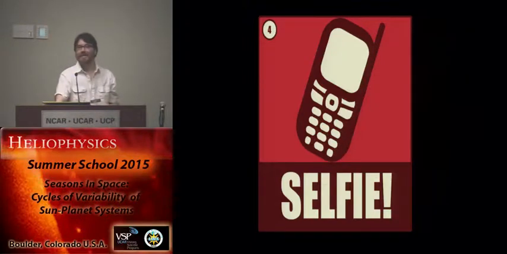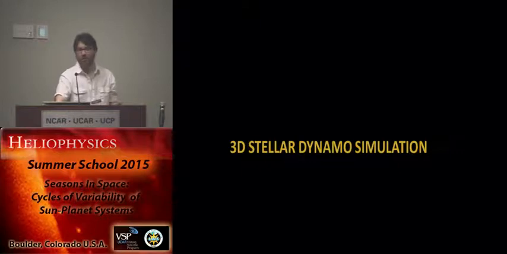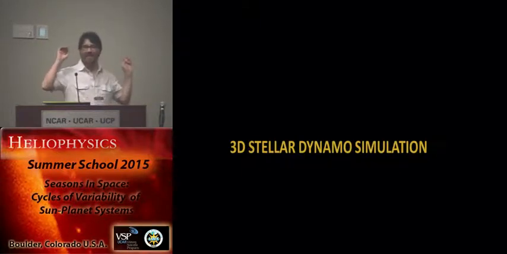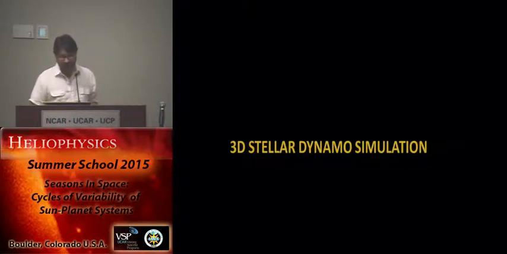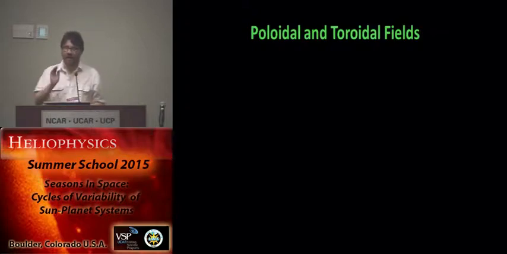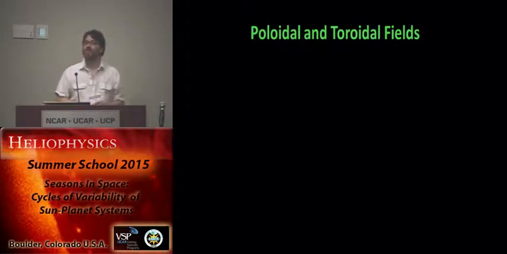Okay, so how does this work for the sun? We're going to do a 3-dimensional stellar dynamo simulation now. So this is the state-of-the-art of what you can basically do, right? And to do that, first I really want to introduce you to this very, very important concept when you think about dynamos, which is the concept of the poloidal and toroidal fields, okay? Whenever we talk about dynamo, we always talk about the poloidal and toroidal fields. So this is super important.